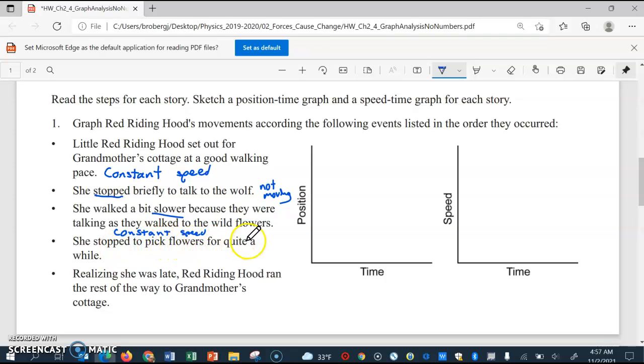And then she stopped to pick flowers for quite a while. Oh, so she stopped again, so she's not moving. And then she realized she was late. Red Riding Hood ran the rest of the way to her grandmother's cottage. So she ran the rest of the way, but this part is also constant speed.